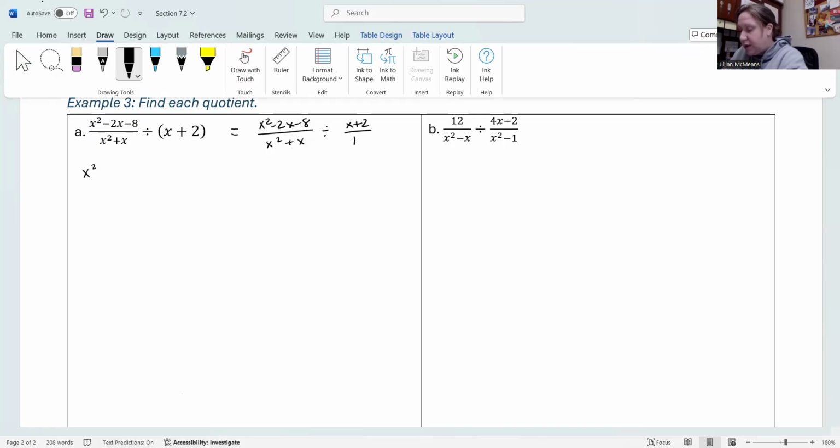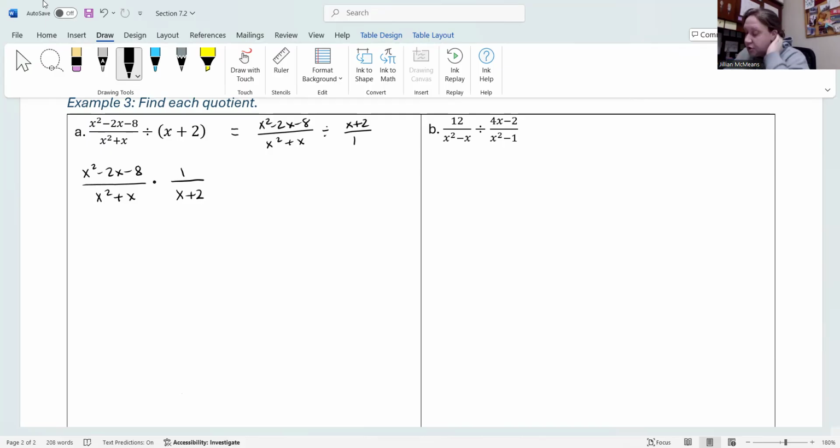So then I want to convert to multiplication. So I've got x squared minus 2x minus 8 over x squared plus x. I'm going to convert to multiplication by multiplying by the reciprocal of the second expression. Well, the second expression is x plus 2 over 1, so I'm going to multiply by 1 over x plus 2. That's it. So it's now written as multiplication. And now go ahead and just do that very first thing so you don't forget. Now we want to factor everything.